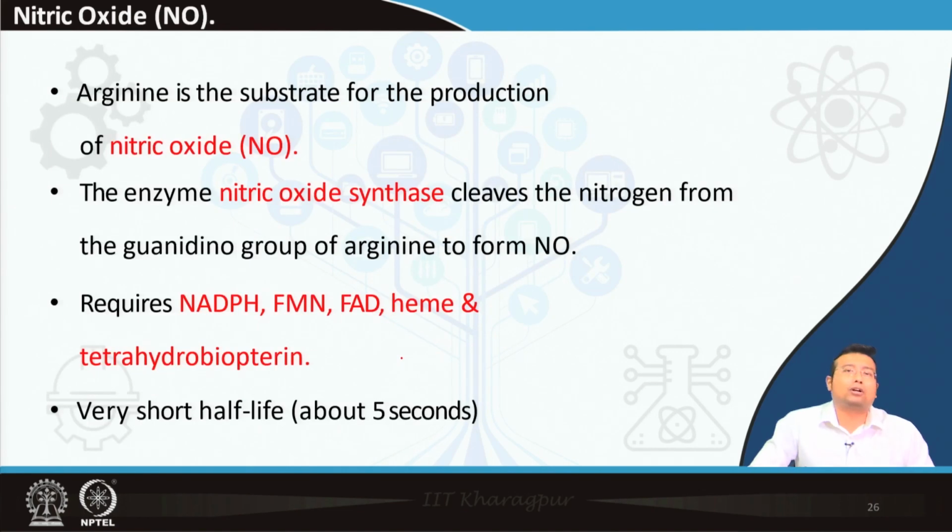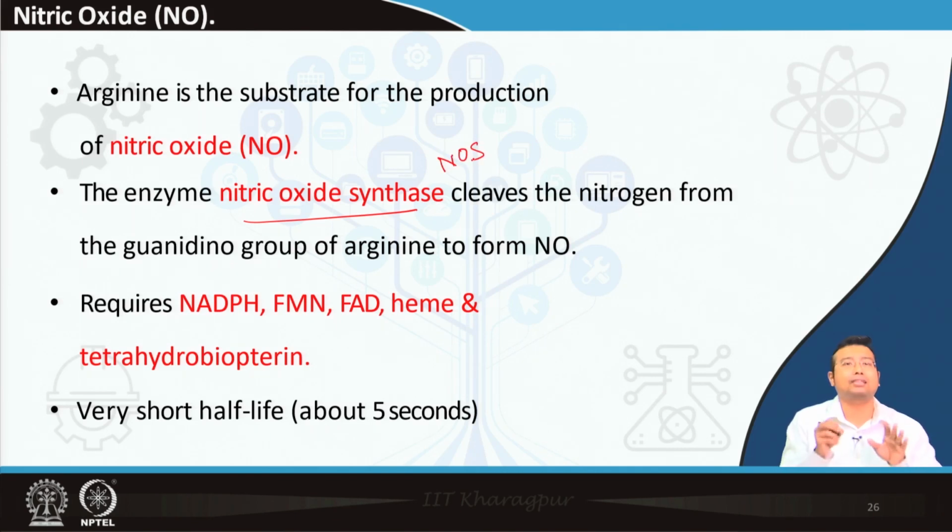So, an important product of arginine metabolism is nitric oxide or NO. This product is gaseous and it is synthesized by the enzyme nitric oxide synthase, often abbreviated as NOS. The cofactors that this enzyme needs are many: NADPH, flavin mononucleotide or FMN, flavin adenine dinucleotide or FAD, heme and tetrahydrobiopterin. This nitric oxide has a very short half-life, it exerts its action quickly and it is then destroyed.